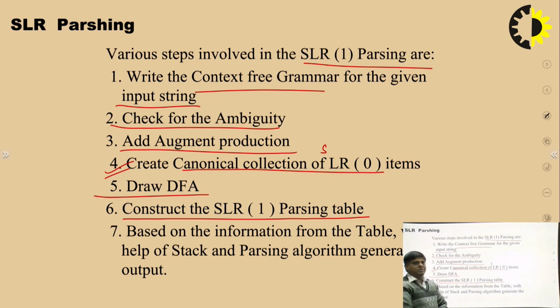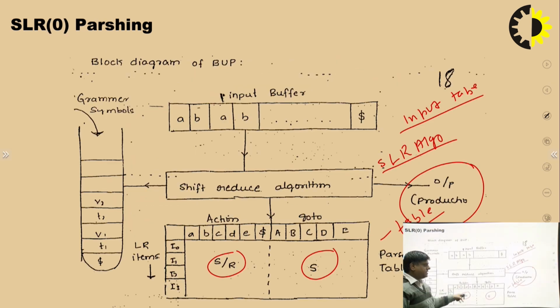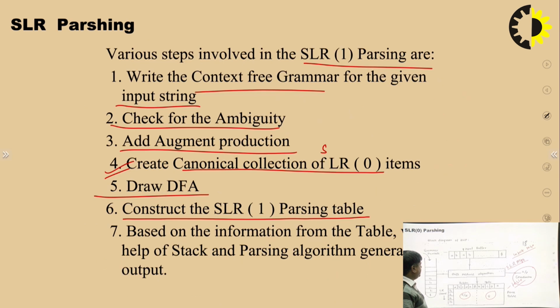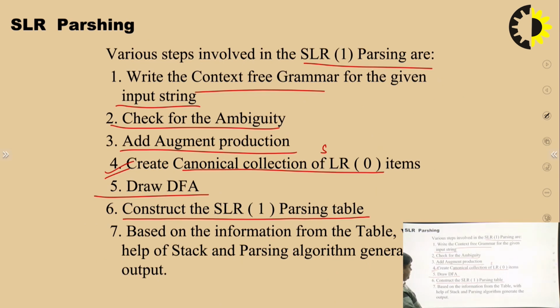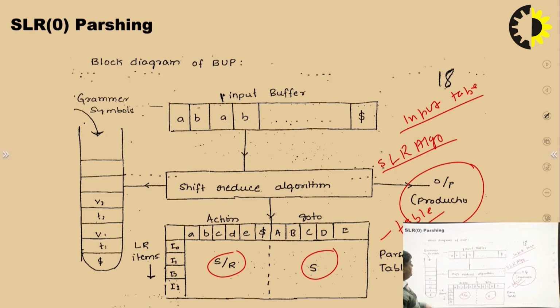In the SLR parsing table, action and goto parts are contained. In the action part, shift and reduce entries are contained, and in the goto part only states are contained. Now, based on the information in the table, with the help of the stack and parsing algorithm, we generate the final outcome. This is the procedure for the SLR parsing algorithm.